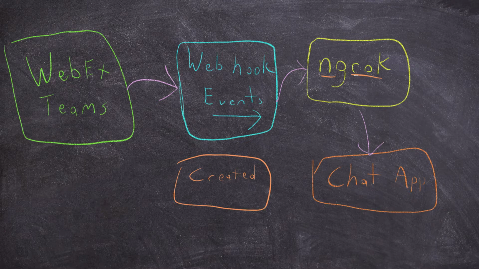And what ngrok does is it kind of acts as a bit of a VPN for developers. It accepts public webhooks and passes them along to your local app, so you don't have to worry about opening up ports or anything for your solution. And then from there, we're going to pass that along to our Python script, which I'm calling the chat app.